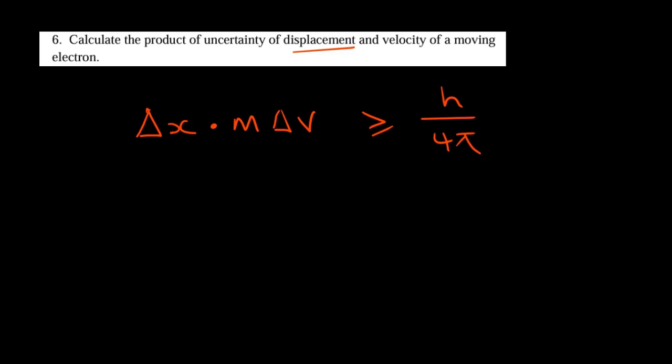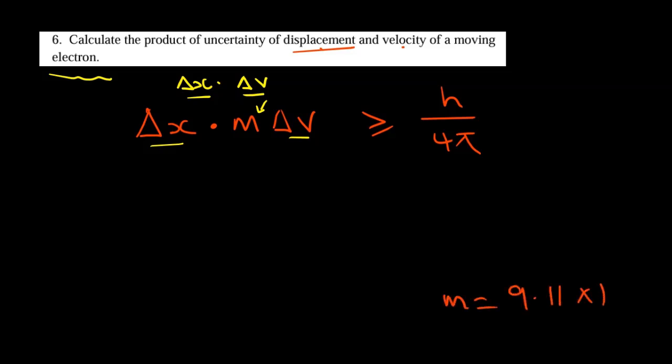Okay, so here they have said we calculate the product of the uncertainty of the displacement and velocity. So what we are calculating here is the change in x multiplied by the change in v, because this is the displacement, this is the velocity. Okay, so we can see them in the formula there. So it means we have to know this mass here. So the mass here, they're saying the velocity of a moving electron. Okay, so the electron has a fixed mass. The mass of an electron is just 9.11 times 10 to the power minus 31 kg. So this will be the mass.